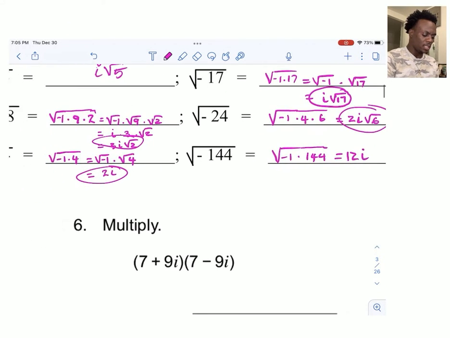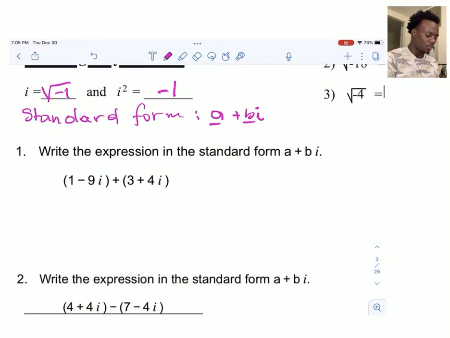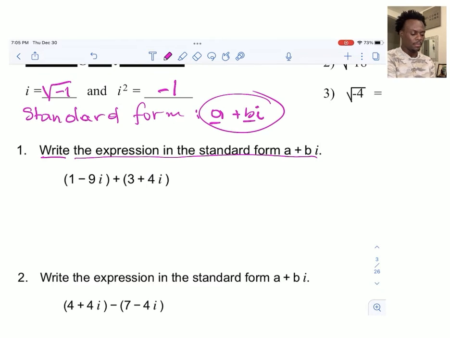So that was these examples. Now let's see number 1. It says write the expression in standard form. So in standard form, it means write it in the form of a plus bi.